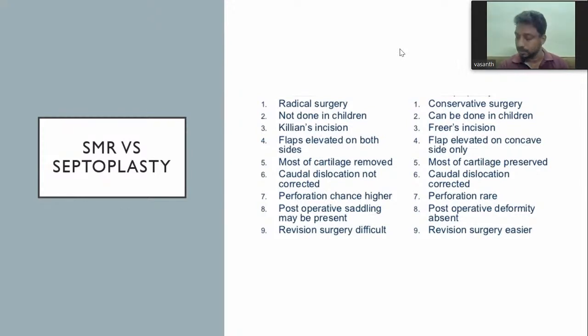Most of the cartilage is removed in submucous resection. Less cartilage is removed in septoplasty, and the caudal dislocation is not corrected in submucous resection. Caudal dislocation is the anterior part of the columella of the nose. Chances of perforation are higher in submucous resection, and the complications are usually higher. So the caudal dislocation, perforation, saddling, everything is more in submucous resection.